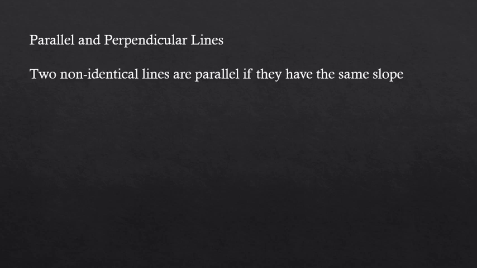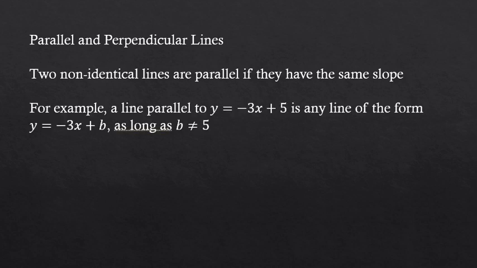Two lines that are not identical are parallel if they have the same slope. Parallel lines, same slope. So for example, a line that's parallel to the line that has equation y equals minus 3x plus 5 is going to be any line of the form y equals minus 3x plus b, as long as b is not equal to positive 5. We don't want the lines to be exactly the same, because then they overlap each other perfectly, but we want lines that have the same slope and are not identical.